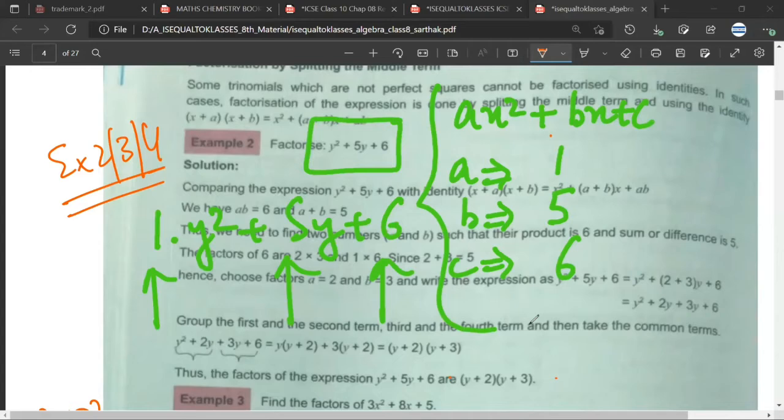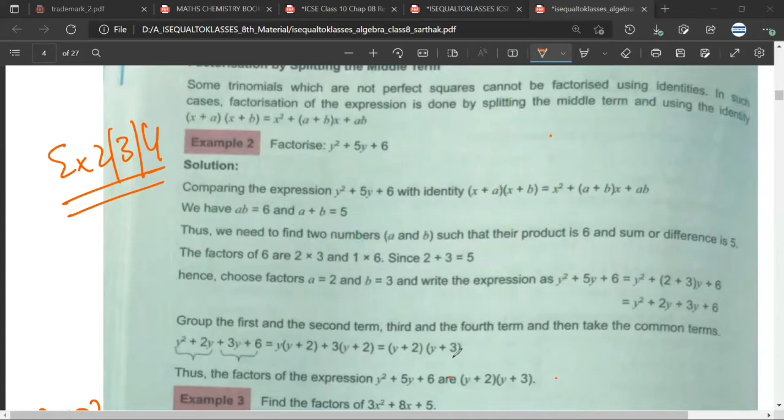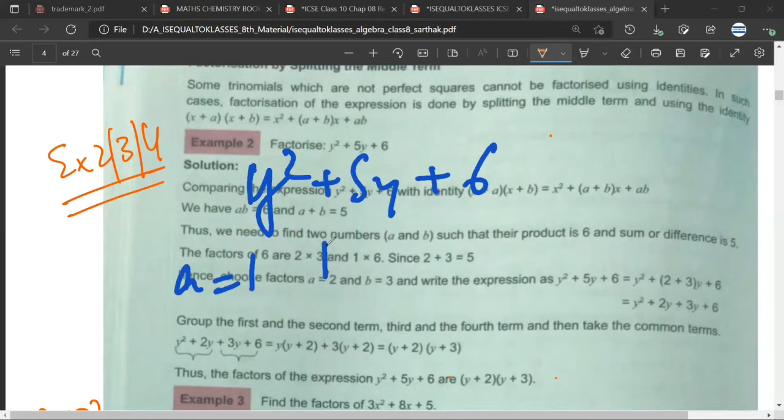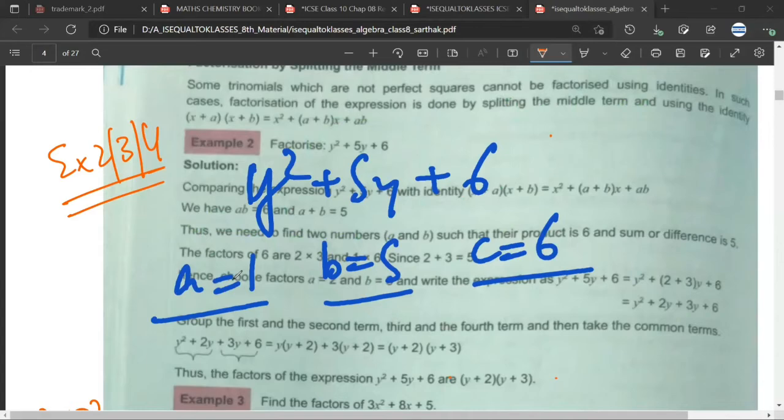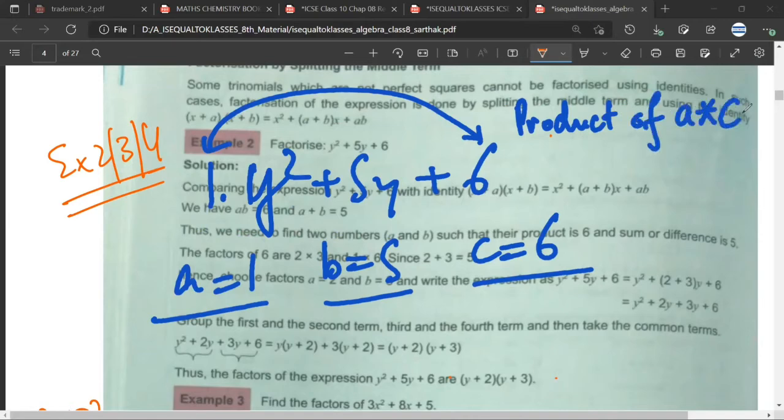So, we have this quadratic polynomial, y square plus 5y plus 6, where a is equal to 1, b is equal to 5, and c is equal to 6. Mr. Sarthak, any doubt till here? No. Now listen carefully to what I am saying. You will always take the product of a multiplied by c. Are we clear till here? Yes.